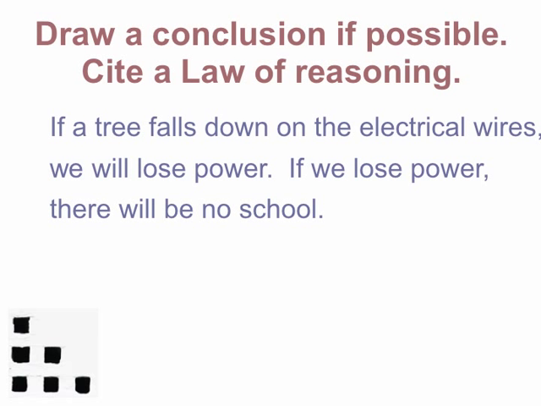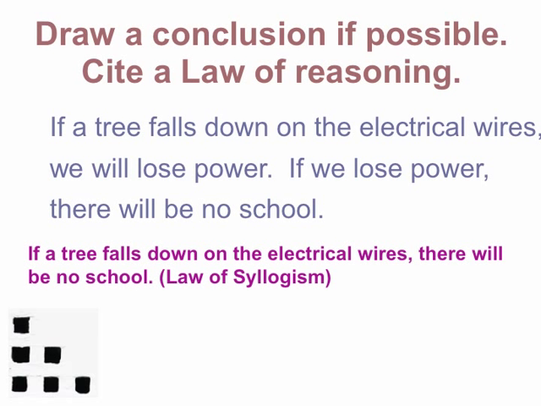If a tree falls down on electrical wires, we will lose power. If we lose power, there will be no school. So we can draw a conclusion as follows. If a tree falls down on the electrical wires, then there will be no school. That's the law of syllogism.